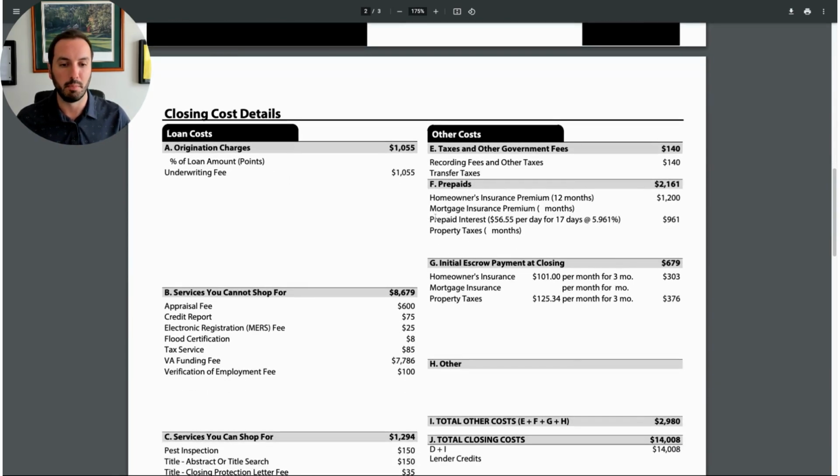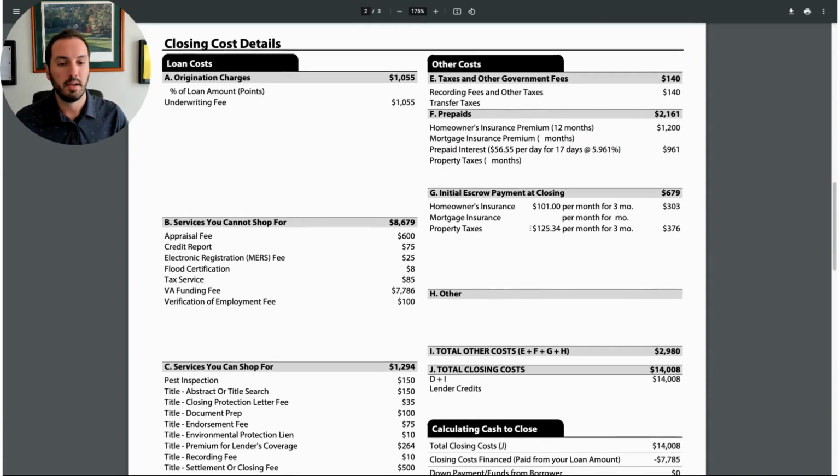And then also another big thing that can change: you might see someone trying to make their numbers look better, and they're going to put 1 day of prepaid interest. That's if you close on the last day of the month. If you close at the beginning of the month, that's going to be 31 days, and then this is going to go up quite a bit. So that's something to always look out for.